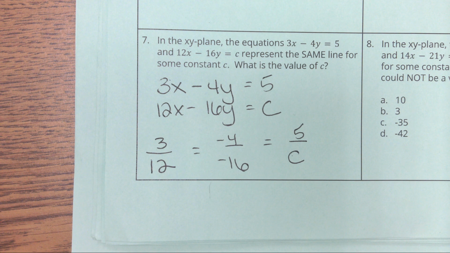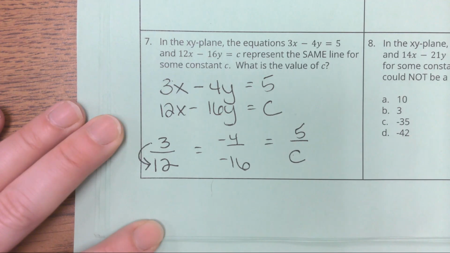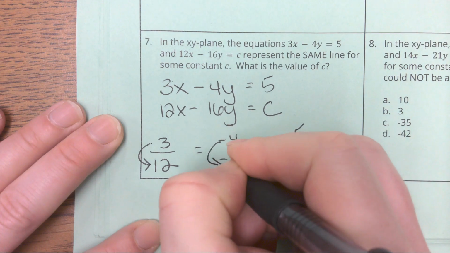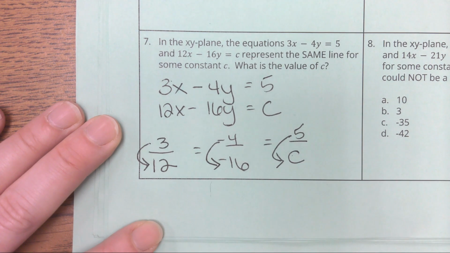Does anyone know what c would have to be? 20, very good. Were you noticing that 3 times 4 gives you 12 and negative 4 times negative 16? Okay, and then 5 times 4 would give me 20.